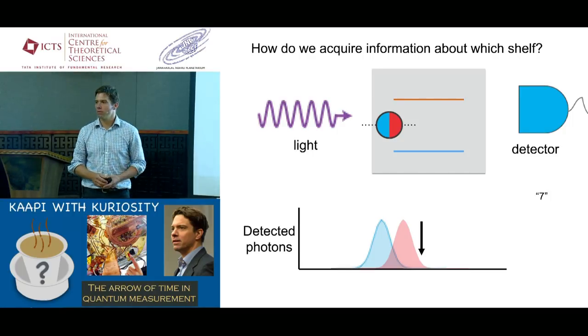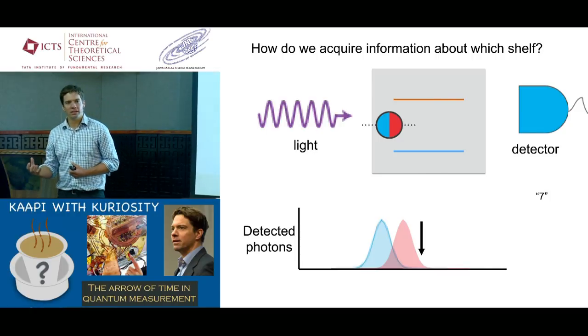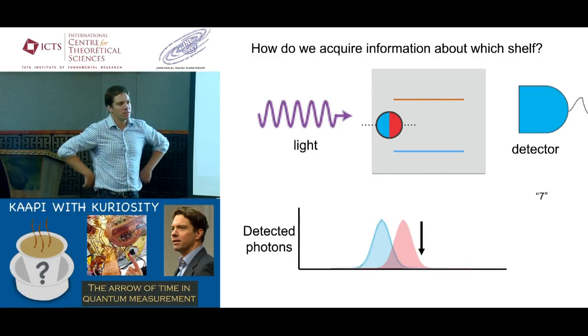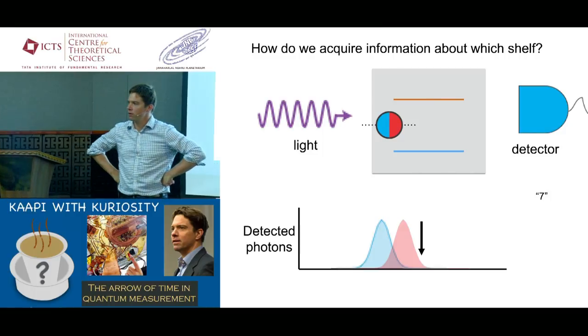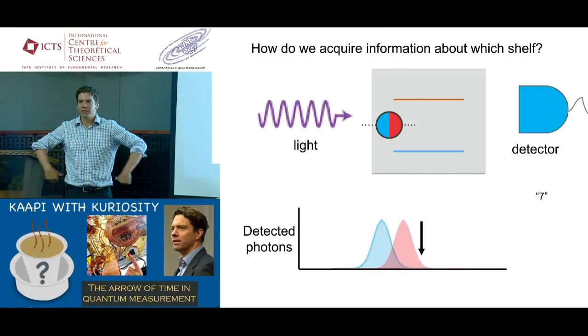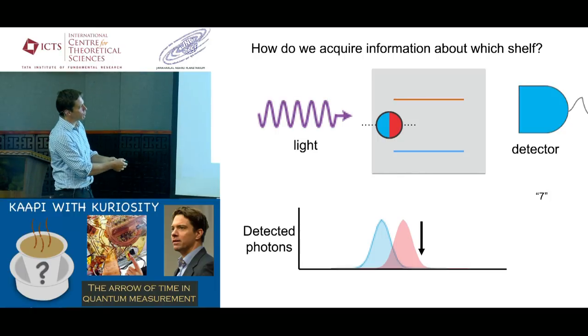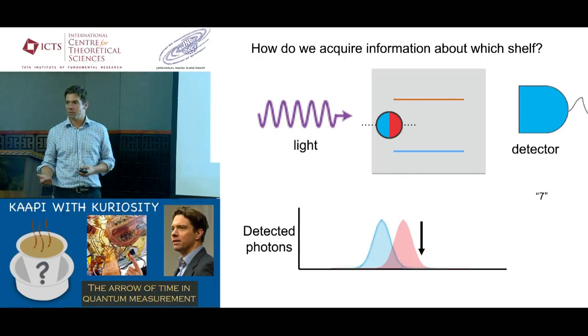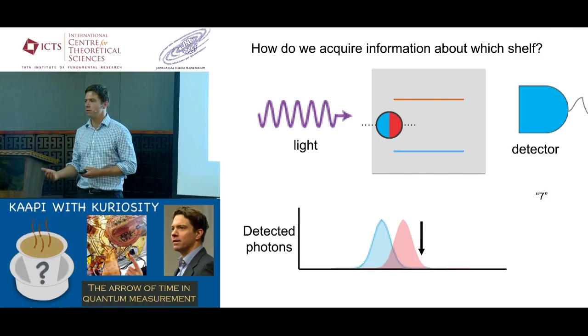Now let me ask you, given that we've detected 7 photons, is it more likely we'll find the ball on the top shelf or the bottom shelf? Top shelf. It's intuitive, right? It's because it's more likely you'd get 7 photons if it was on the top shelf. Therefore, it's more likely to be on the top shelf.